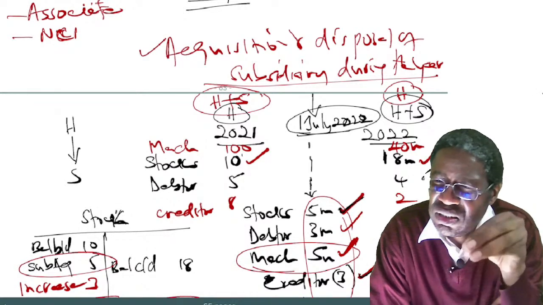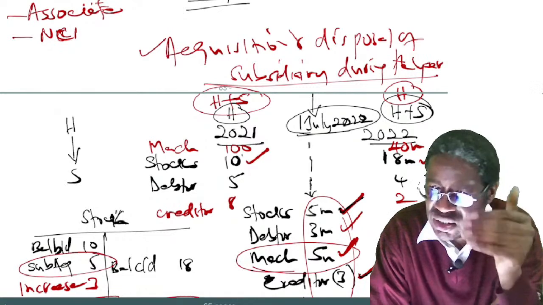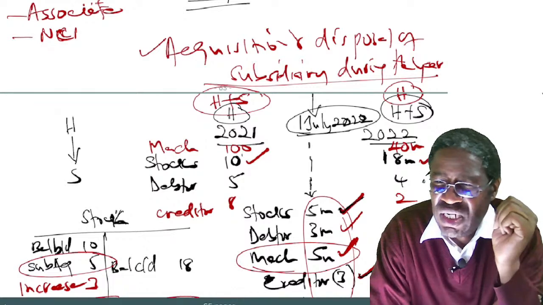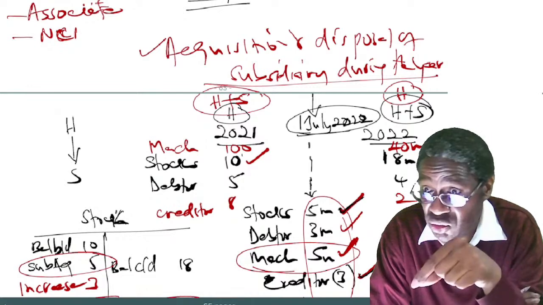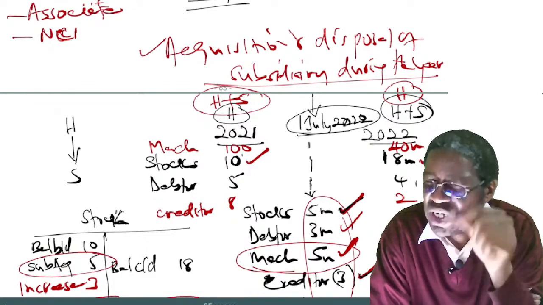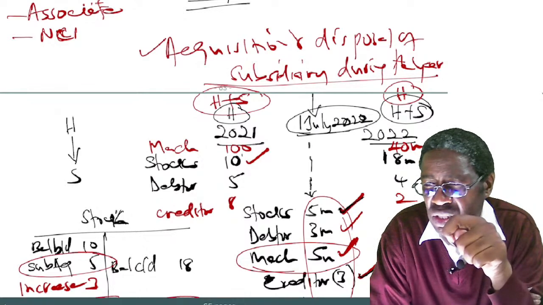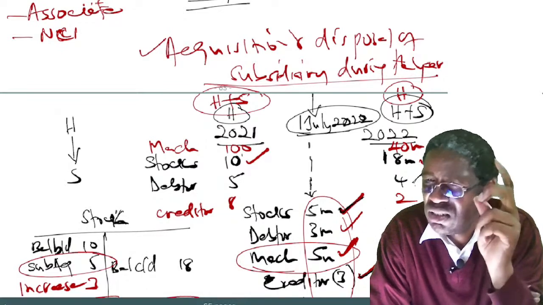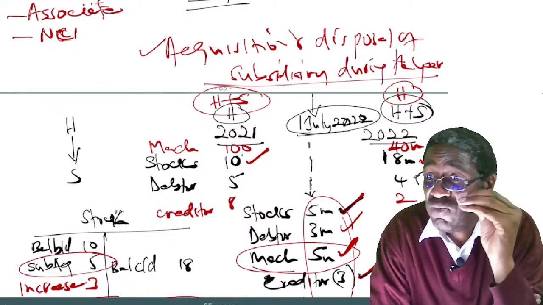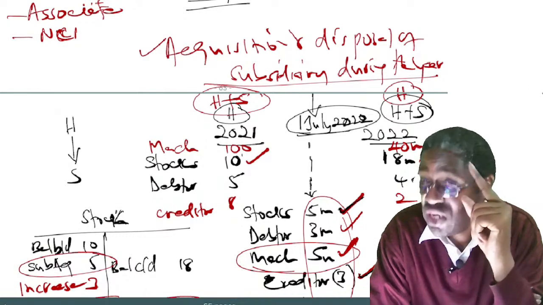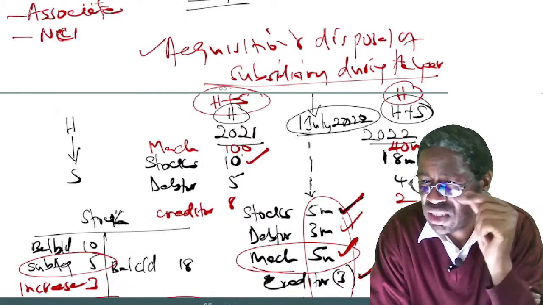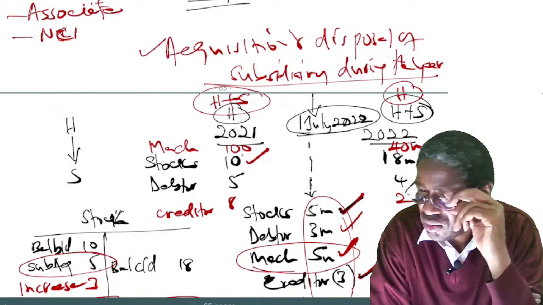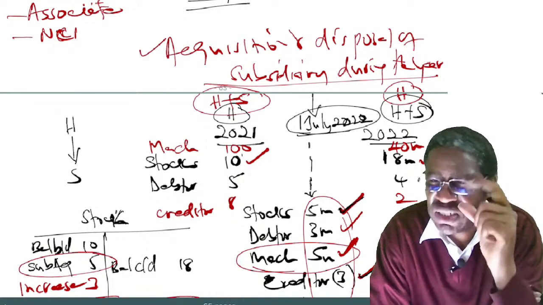Any liability, any asset, put it this way, any asset of the subsidiary company at the date of disposal should be credited in the respective asset account.